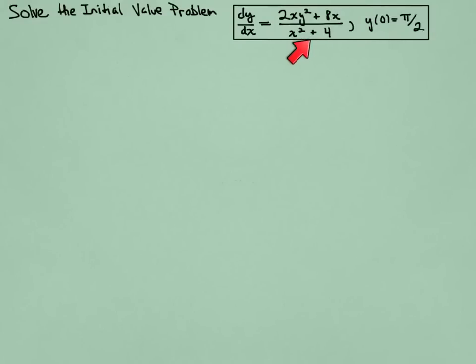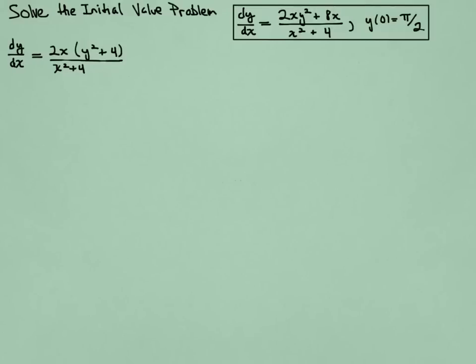I can factor this expression, in fact the numerator factors. I can factor out that x that appears in both of the terms, so let's do that first. So dy/dx is 2x times (y squared plus 4), and I still have x squared plus 4 in the denominator. Now the fact that I was able to factor it into two expressions, one only involving x and one only involving y, tells me that this is a separable differential equation. That means we should separate the variables and then integrate both sides.